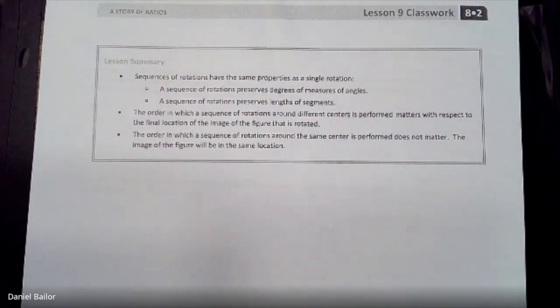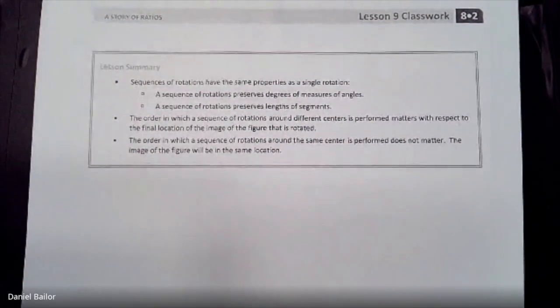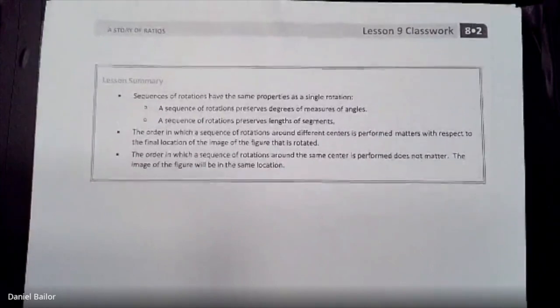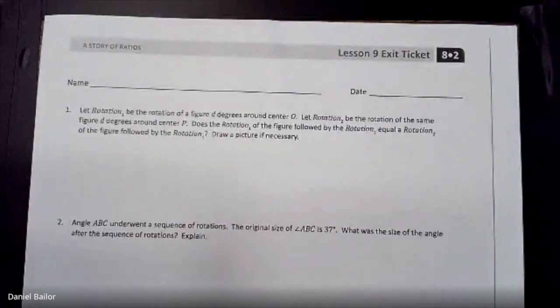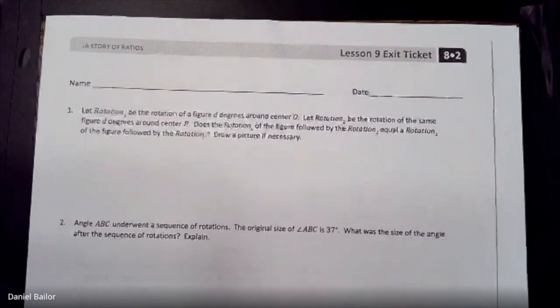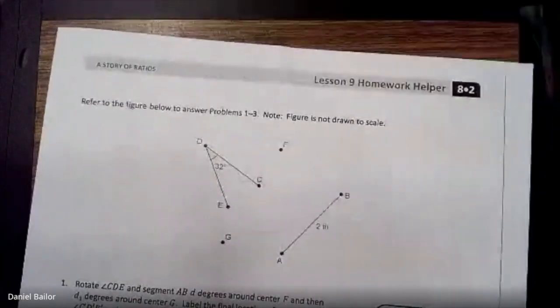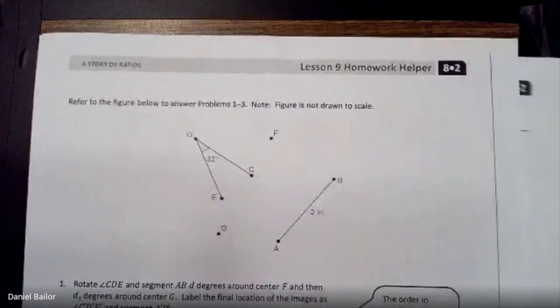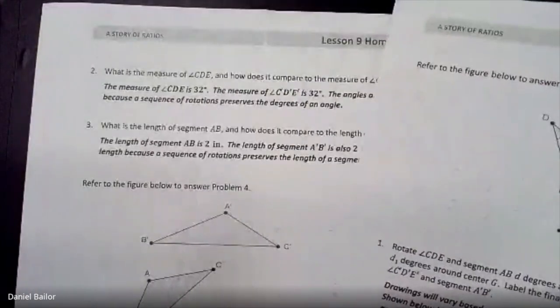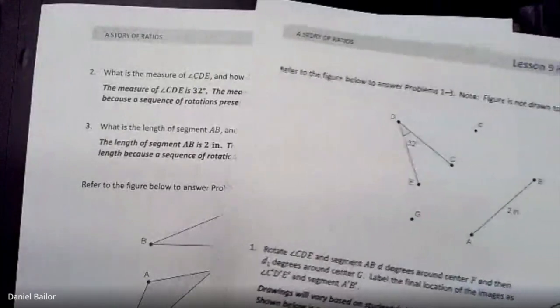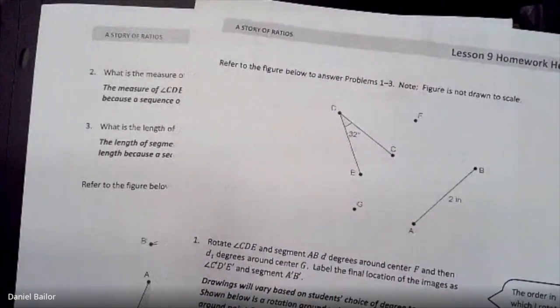This is the lesson summary, talking about what we did. You should have all of these facts in your notes already, so we'll move on from this page. The exit ticket on page 99, I want you to slide to the back because that's going to be your final assessment today. On page 100 and 102 is the homework helper, where they do another example with you.